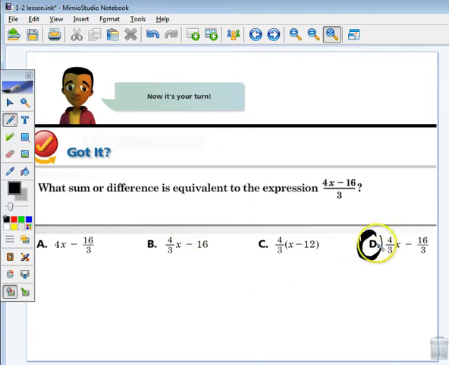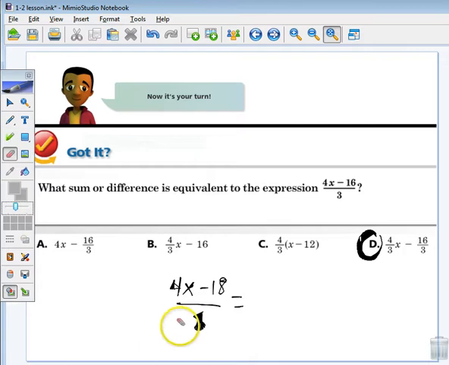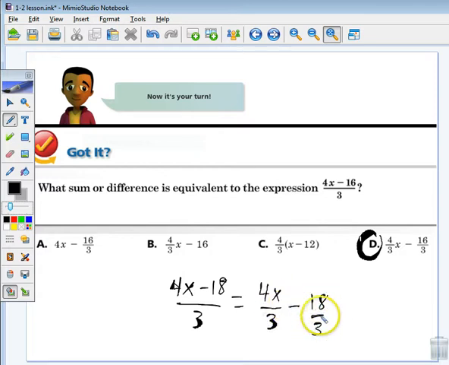Alright, one thing that I do want to mention, sometimes you might have to simplify. For example, if instead of 16 it was 18, then you want to go ahead and simplify. So I will rewrite this as 4x divided by 3 minus 18 divided by 3. Now 18 divided by 3, we all know that's 6. So we could simplify this as 4/3 of x minus 6. So just be careful, sometimes when you can simplify the fraction, go ahead and simplify.